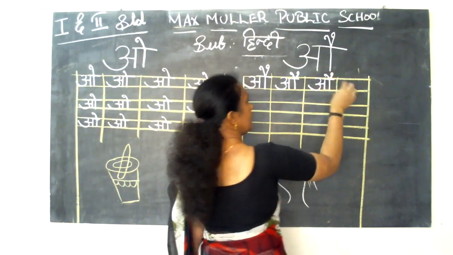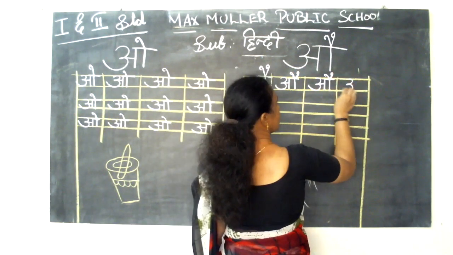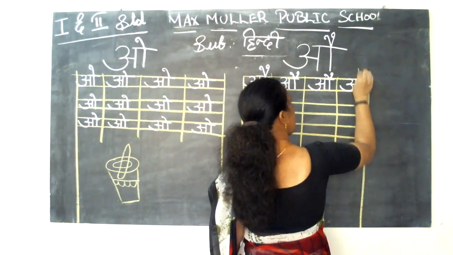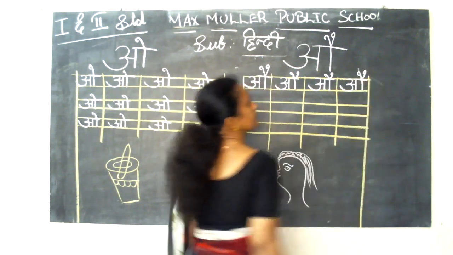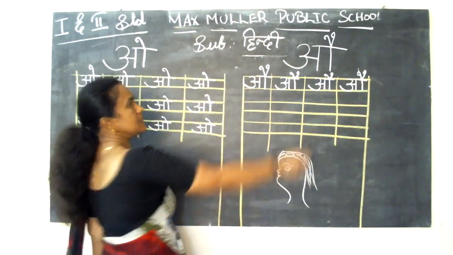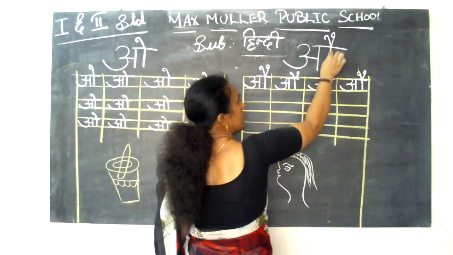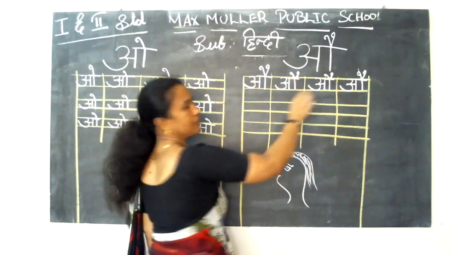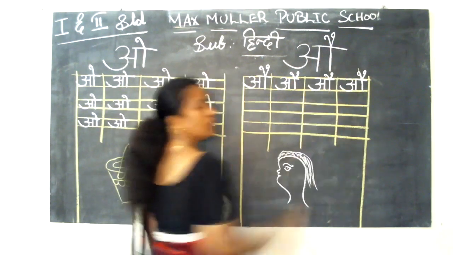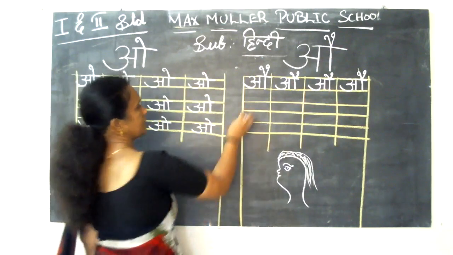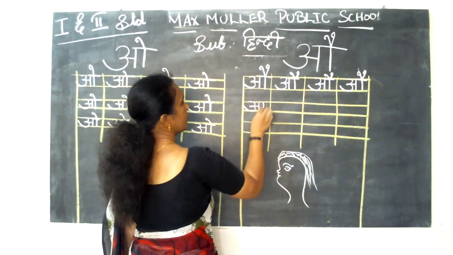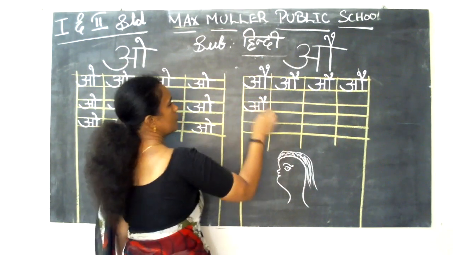Au se aurat. Touch both the lines and write au like this. This line should touch the second line. Don't touch this matra to the first line. To the second line only you have to touch and write like this. Au se aurat. Woman.